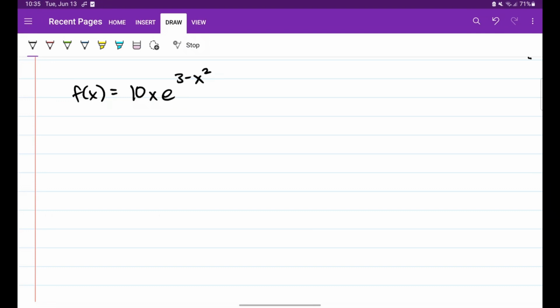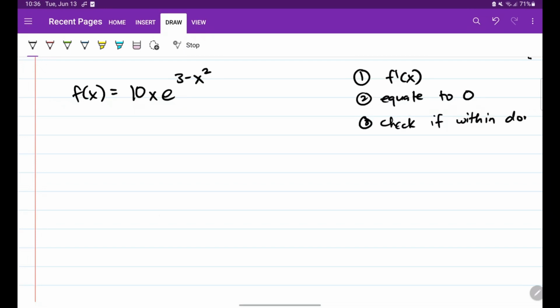Okay, so welcome back. In this video, I will be doing an example on critical numbers. We have here the function f of x is equal to 10x e to the 3 minus x squared. And our goal is to look for the critical numbers. And again, remember, to look for the critical numbers, first take the derivative, then second, equate to 0, and then check if within the domain.